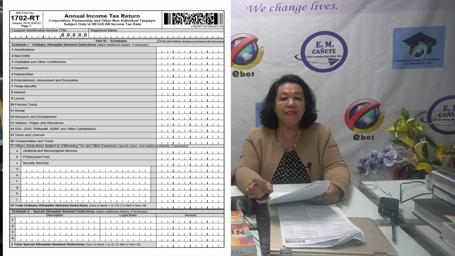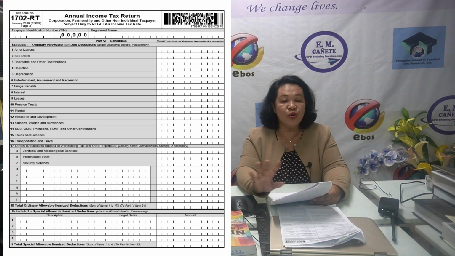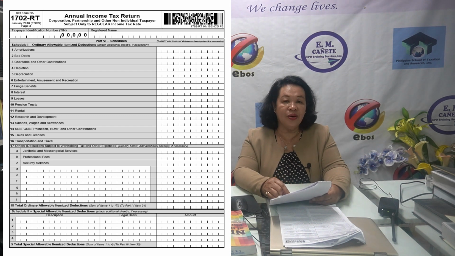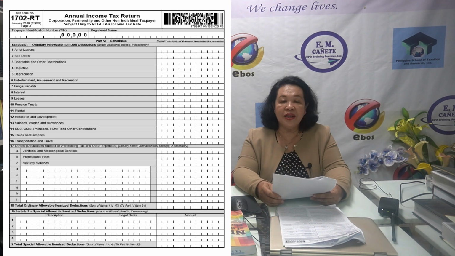You can never claim income tax as an expense in the computation of your income tax return. Another tax that you cannot claim is also the value-added tax. Why? Because value-added tax has a contra account. It has an input and output mechanism. So definitely, you cannot claim that as an expense in your income tax return.